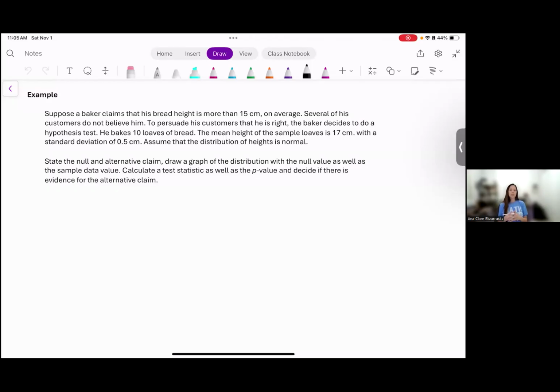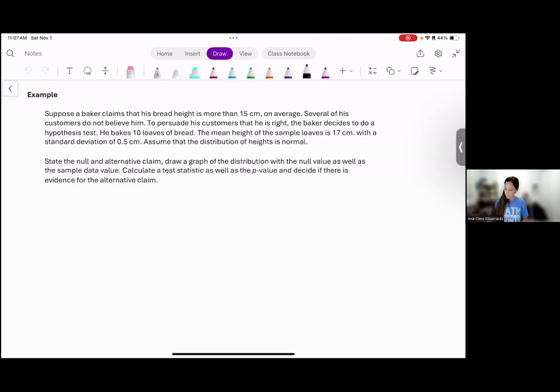Today we're going to check through the four-step process that we like to do, which is where we state our null and alternative hypotheses, identify our parameter and context, we check our conditions, and we then do the math where we do some calculations, and then we draw conclusions based on the calculations that we did.